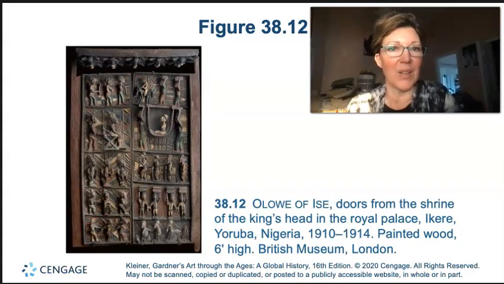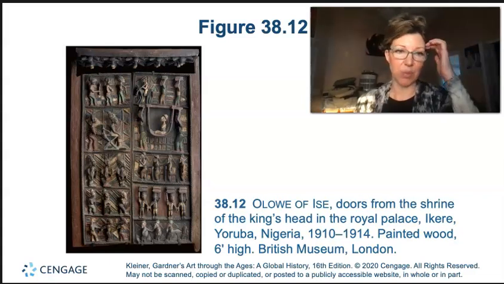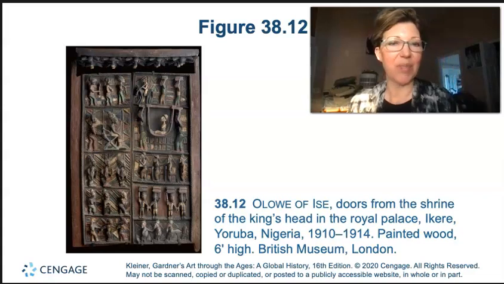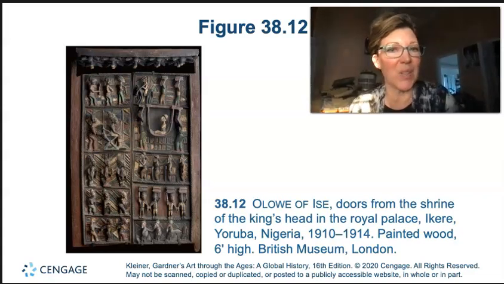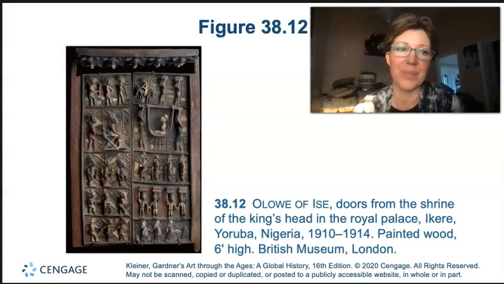Olowe of Ise. Okay, so gosh, this guy is famous. And notice that these are doors from the shrine of the king's head in the royal palace in Yoruba, Nigeria. Don't they remind you of those, the bronze doors from like the 1400s? Again, I wonder about travel of information there. I'm sure there was. The most famous Yoruba artist of the 20th century is Olowe of Ise.